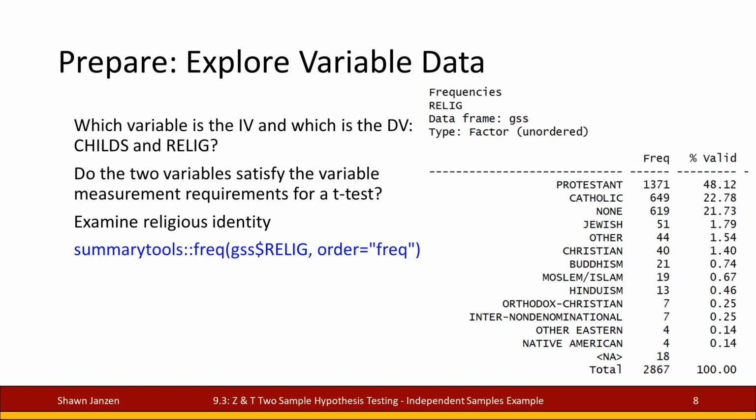Now I want to go ahead and explore some of the data here, and what I'm looking at is to see the variables for the independent and the dependent, childs and religion. Go ahead and always look at your data here to really help identify what's going on, get a sense of your variables before you put them into the bivariate test. So, do the variables satisfy the requirements for the t-test? Looking first at religious identity, I'm using the freq command from the summarytools package on religion, and I'm using an option here, order equals freq, so it will actually sort them from highest frequency downward.